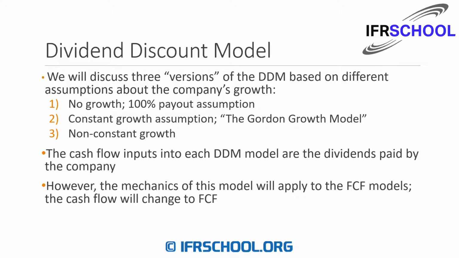In the second scenario, we will assume that growth is expected, and further, the growth rate is expected to be constant. This is also known as the Gordon growth model. In the final scenario, we will assume growth is expected within the company, but the growth rate is expected to be non-constant. The cash flow inputs that we will use in each of these dividend discount models are the dividends expected to be paid by the company.